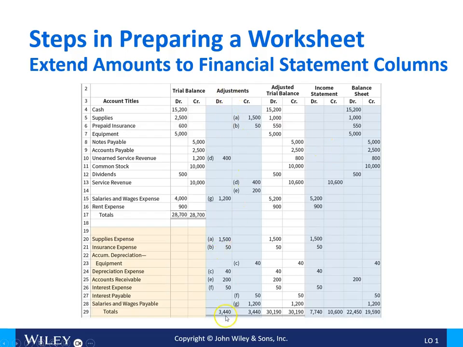So if I go through all the accounts and do that analysis, I can then add up the columns. And if I look at the bottom, under income statement, my debits are $7,740. My credits are $10,600. They don't equal. My balance sheet debits are $22,450. Credits are $19,590. Those don't equal. What do we need to do to make this become in balance? But you also notice there's not a double underline, so we're not done.